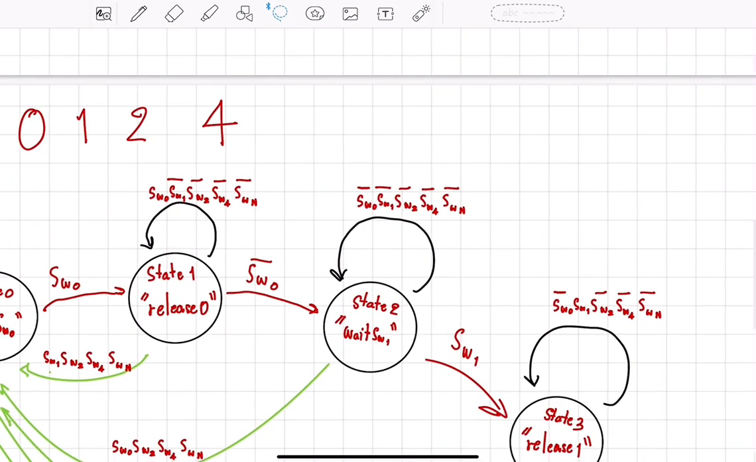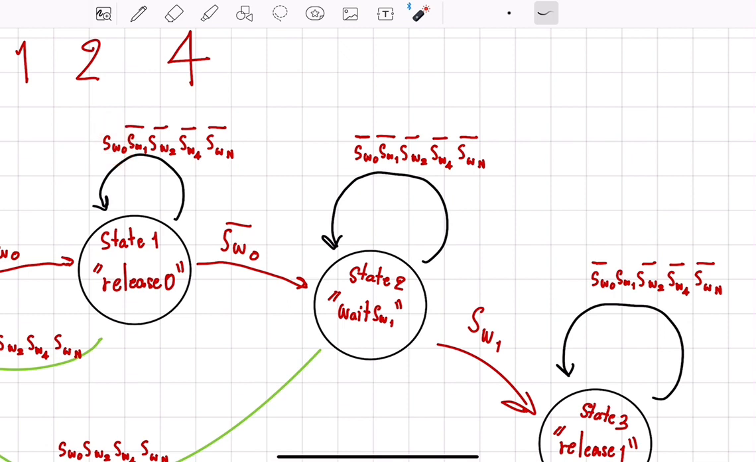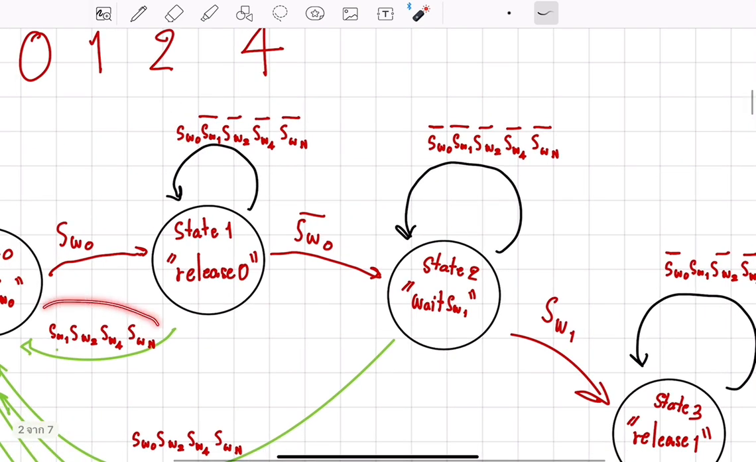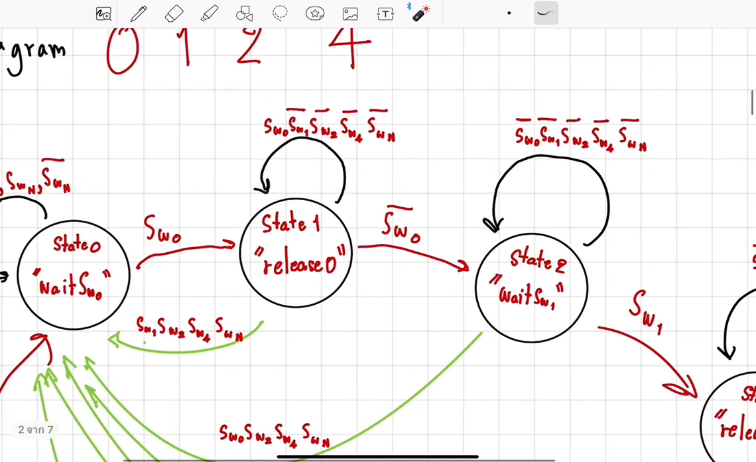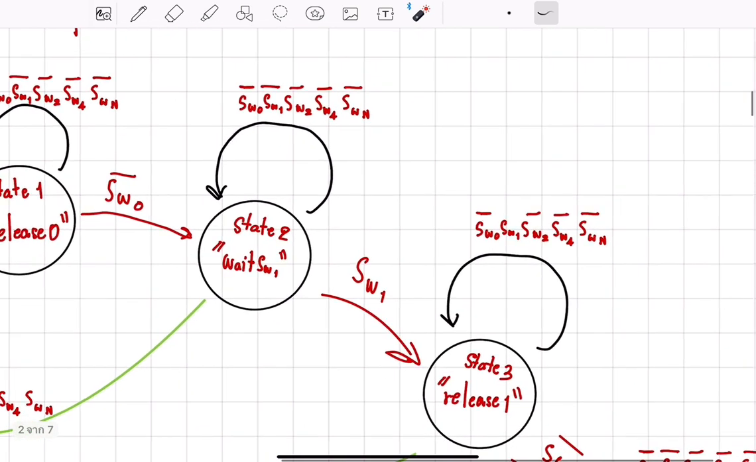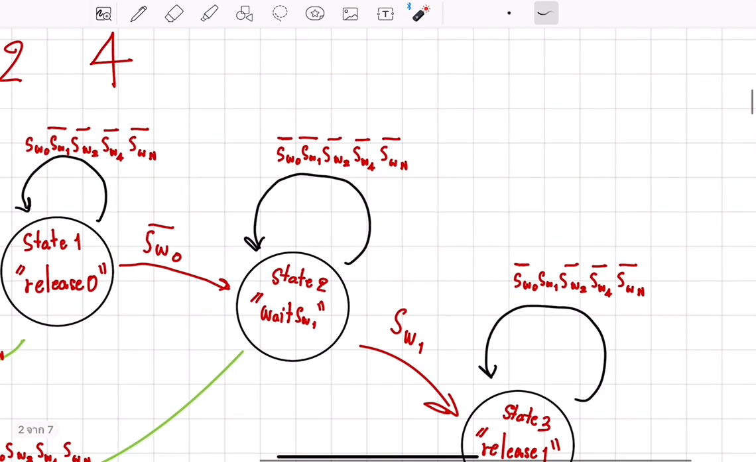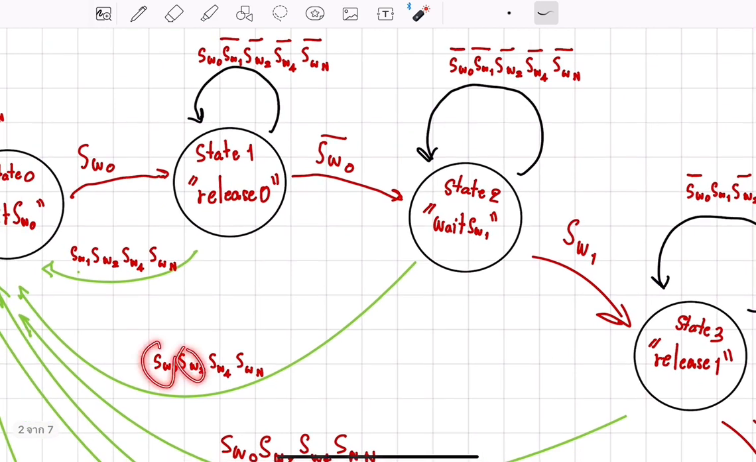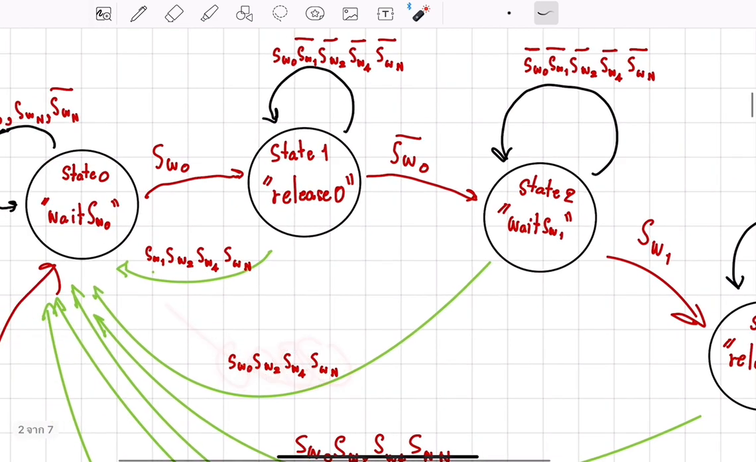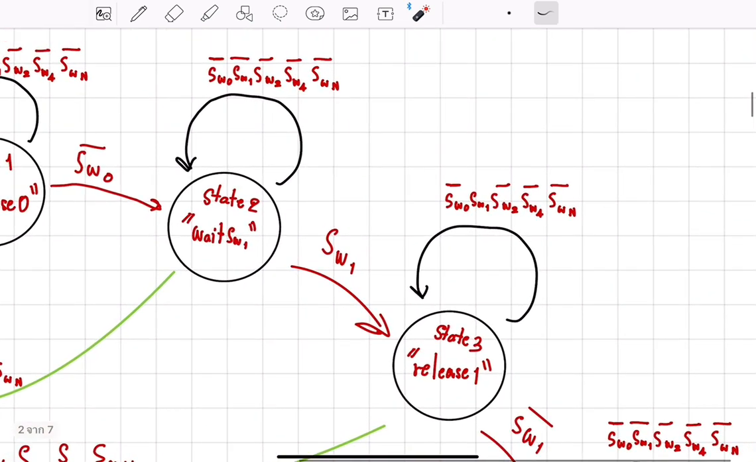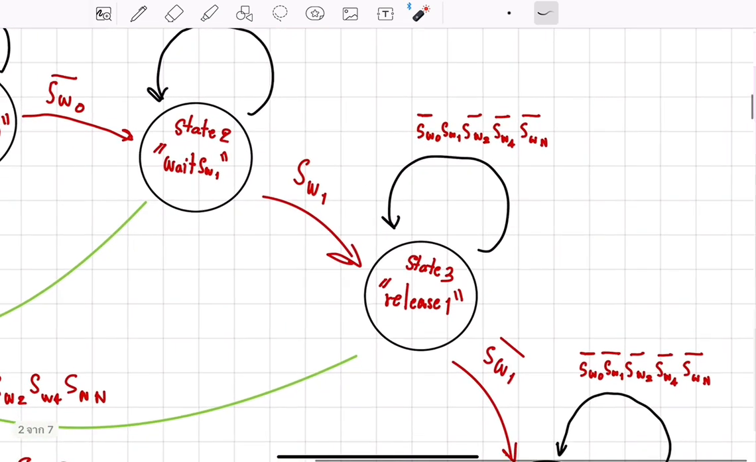When I don't put switch 0, it goes to state 2. I put switch 0, I return again in state 1. If I put switch 1, 2, 4, switch N, I go to state 0. Now we live in state 2. State 2 means wait for switch 1. If I don't push any switch, I return again in state 2. If I push switch 0, 4, 2, 4, N, I go to state 0. If I push switch 1, it goes to state 3.